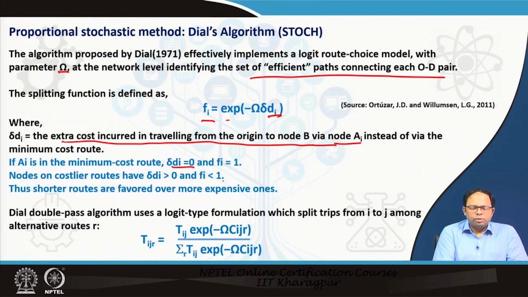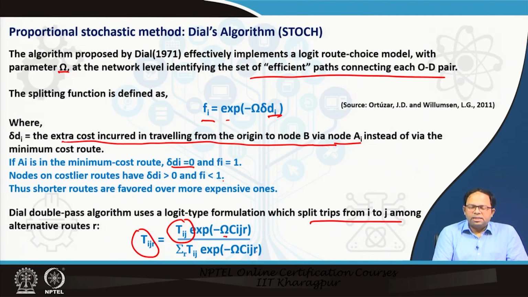So Dial proposed a double pass algorithm using a logit type formulation which splits trips from i to j among alternative routes r, where Tij is the total amount of travel between i and j, and then Tij for route r is actually Tij multiplied by that splitting function, where at the top we are taking e to the power minus omega into the cost of this particular route ijr, the route r between i and j, divided by the summation over all routes between i and j.